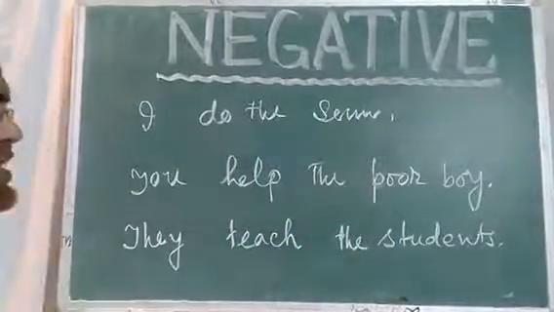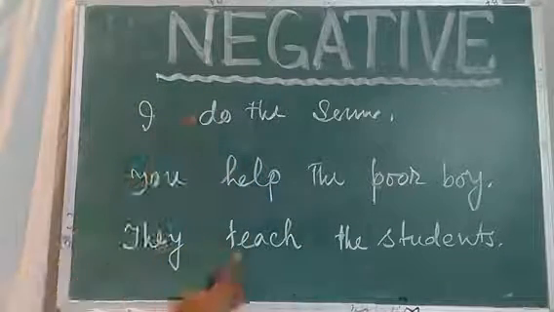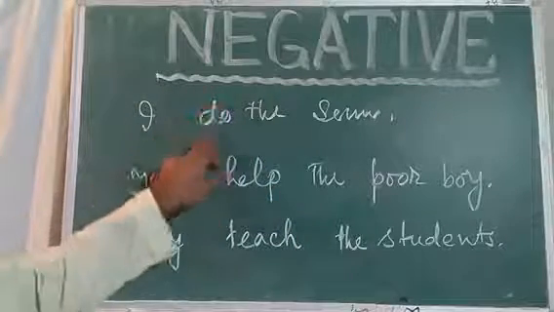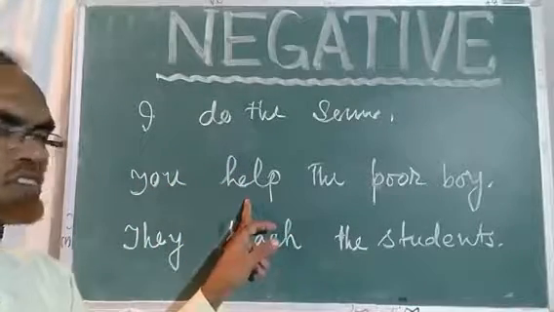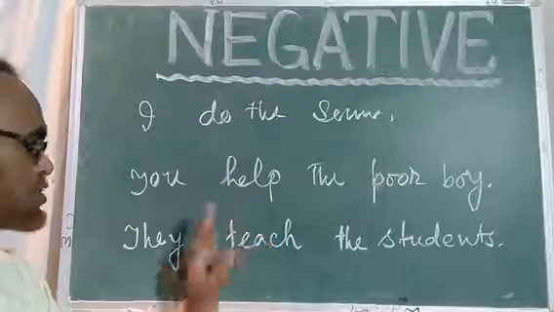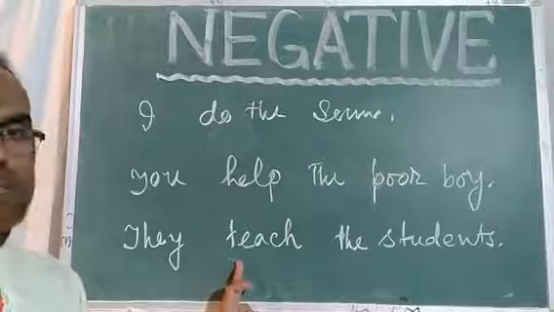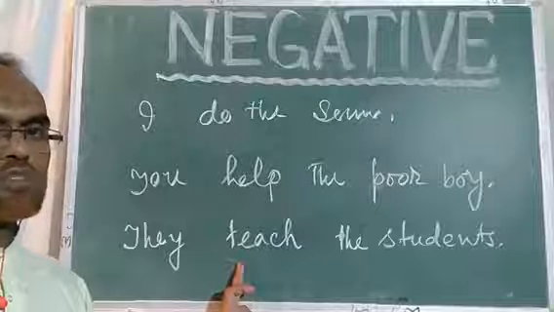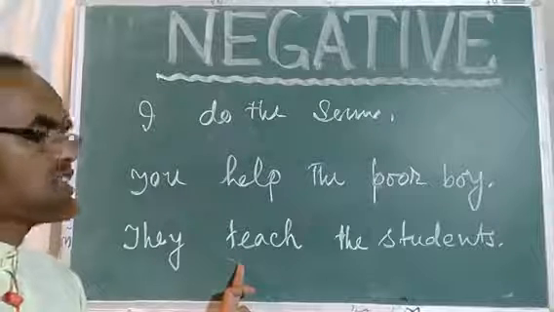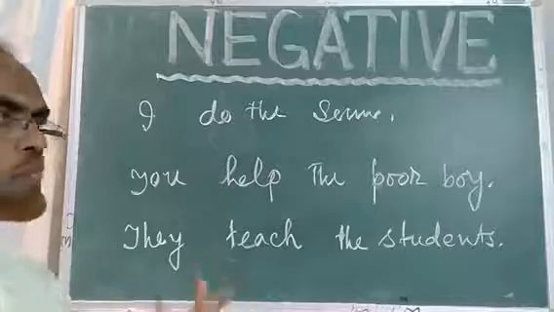In these three sentences, we do not find an auxiliary. Here is the main verb only. Do is the main verb of the first sentence, help is the main verb of the second sentence, and teach is the main verb of the third sentence. Then what shall we have to do to turn these sentences into negative?